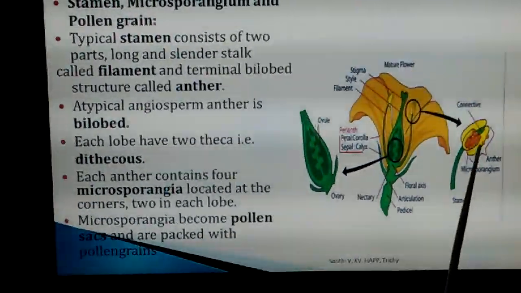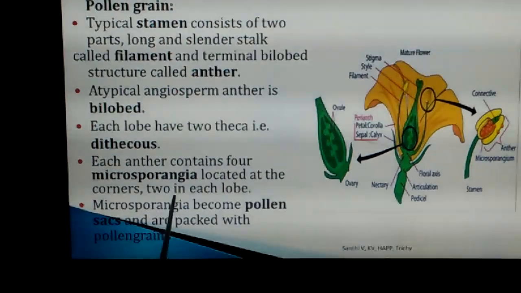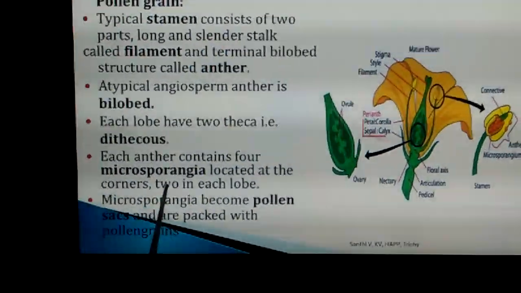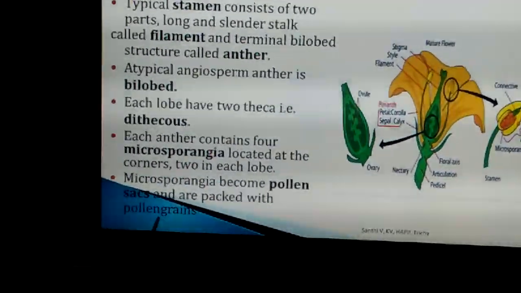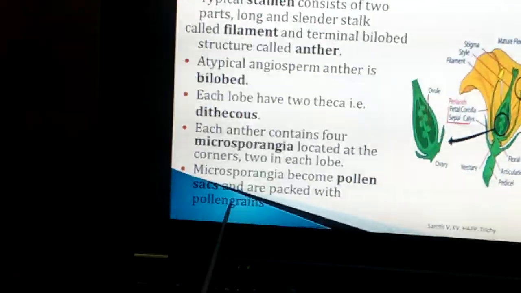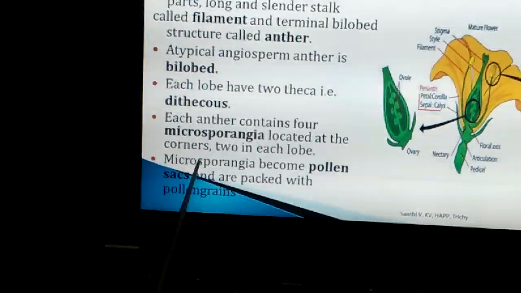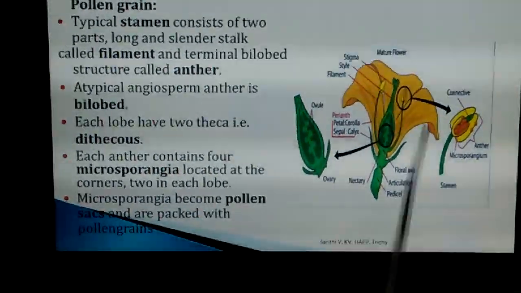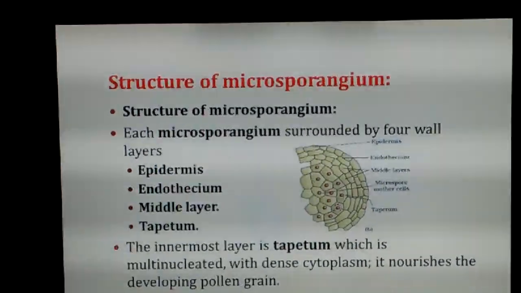Inside the anther there will be sporangia, which you call microsporangia. Why do you call them microsporangia? Because they form microspores. Microspores are nothing but pollen grains. The place where pollen grains, that is microspores, are developed, you call the microsporangium.